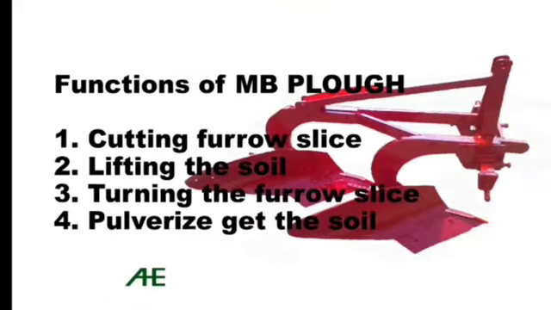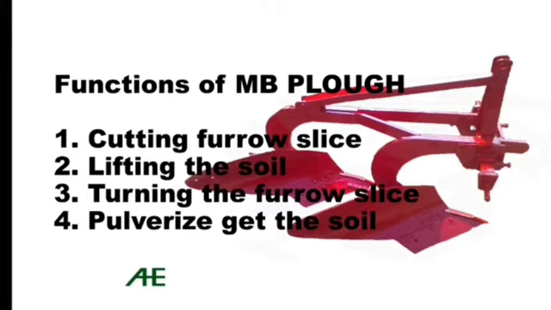So that is the answer, but we will discuss it later. First of all, what is the MB plow? MB plow is the moldboard plow, and what are its functions? The function of the MB plow is cutting the furrow slice in a very definite manner. It is used to lift the soil and turn the furrow slice towards the opposite direction of the MB plow.